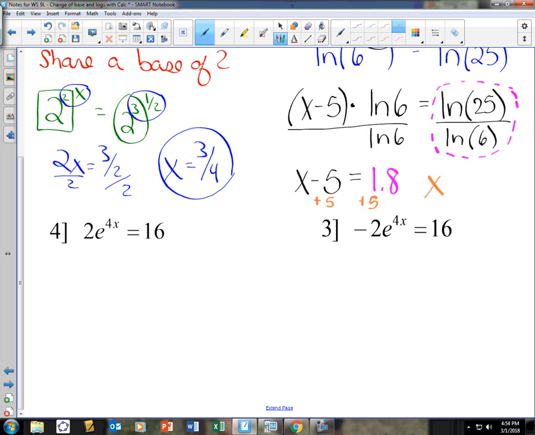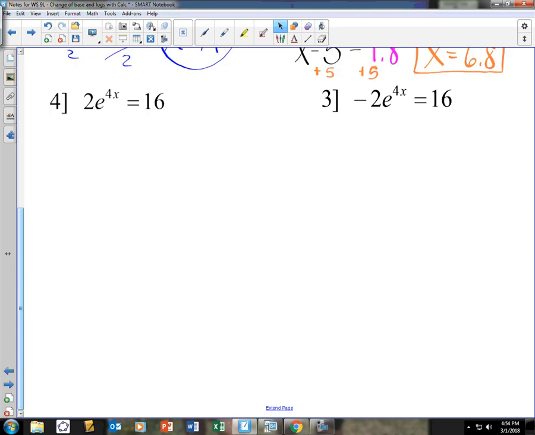All right, number 4, let's see, my variable is also in the exponent. So I'm probably going to want to get that out using logs. I think I might actually start by reducing both sides by 2, just because I can. So now it's a simpler equation. e to the 4x is equal to 8. And if I want to log both sides, I will definitely use natural log in this scenario.